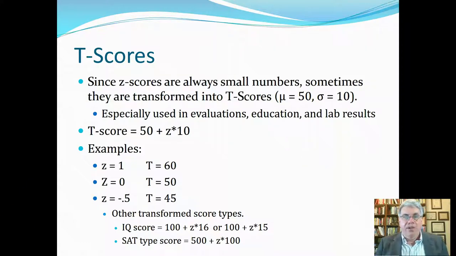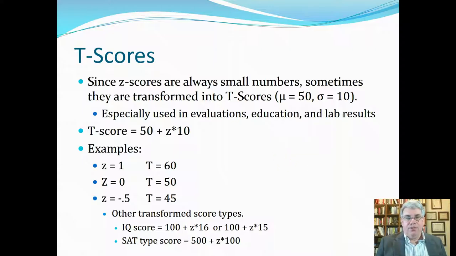Hi, I want to introduce you to the idea of t-scores, which are a variety of z-scores, and then I want to talk about normalized weighted averages, and we'll use t-scores as an example. Now, since z-scores are always small numbers, typically just decimals, maybe one or two above or below zero, a lot of times we want to transform into numbers that are more like in the 0 to 100 range that we're used to for evaluating things.